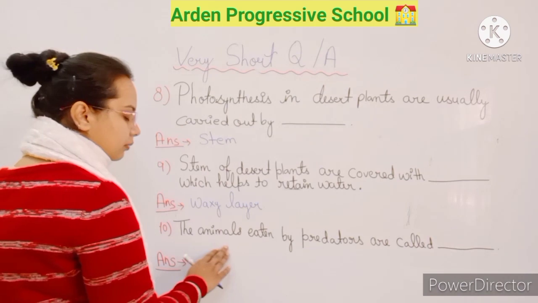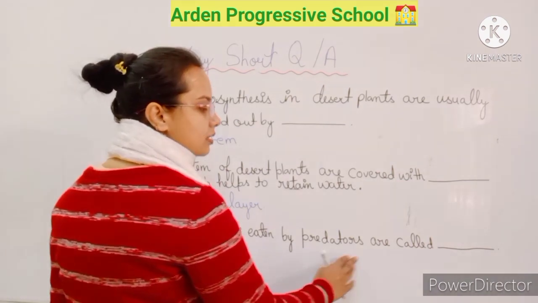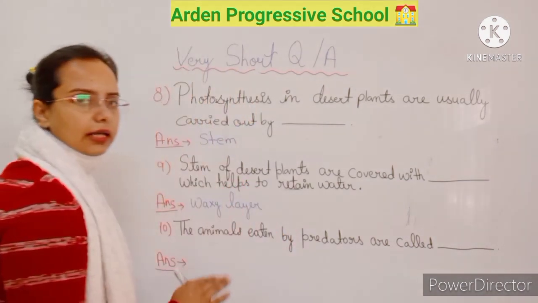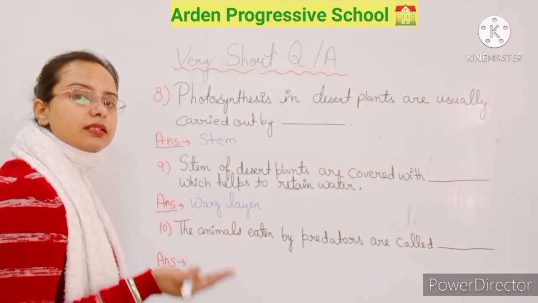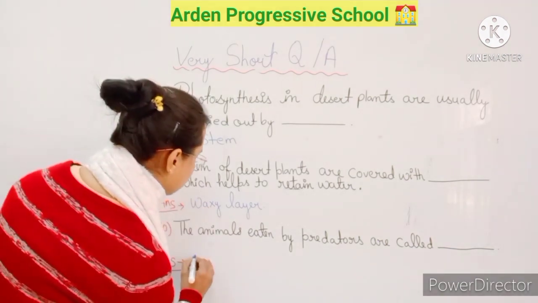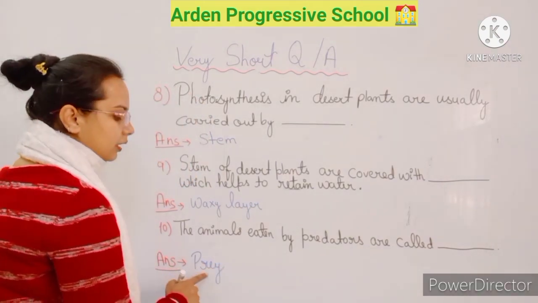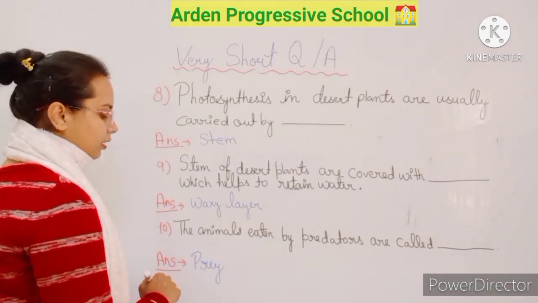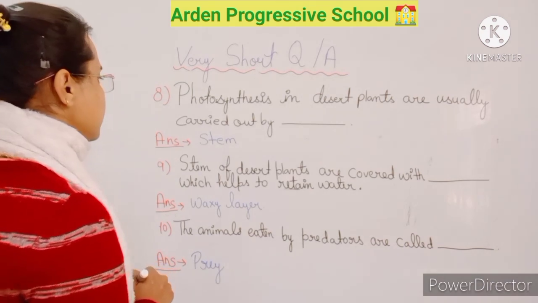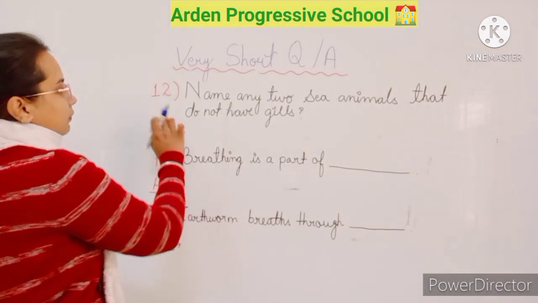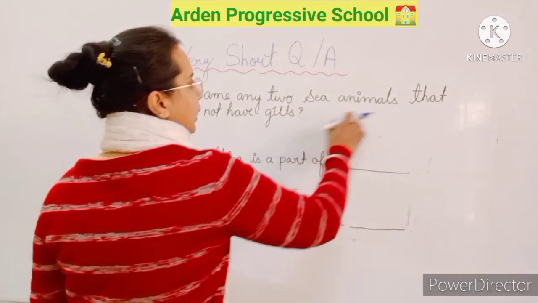Next is question number 10. The animals eaten by predators are called dash. So the animals that are eaten by the predators are known as prey. Okay, P-R-E-Y, prey.